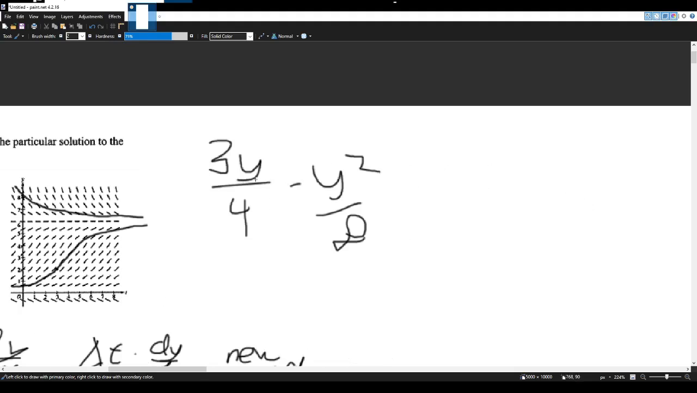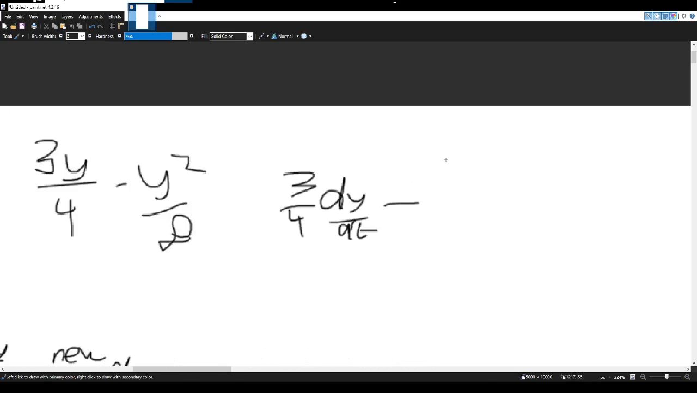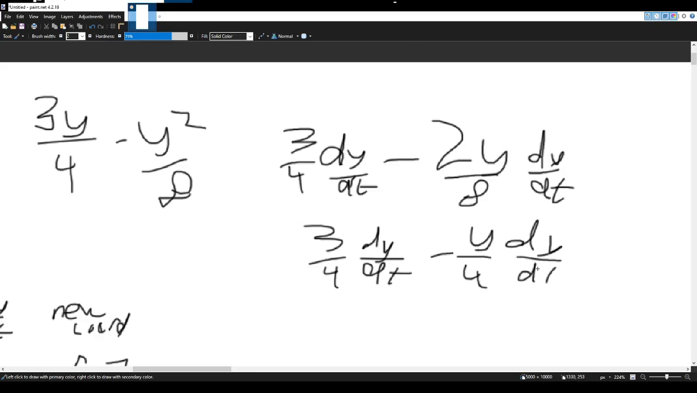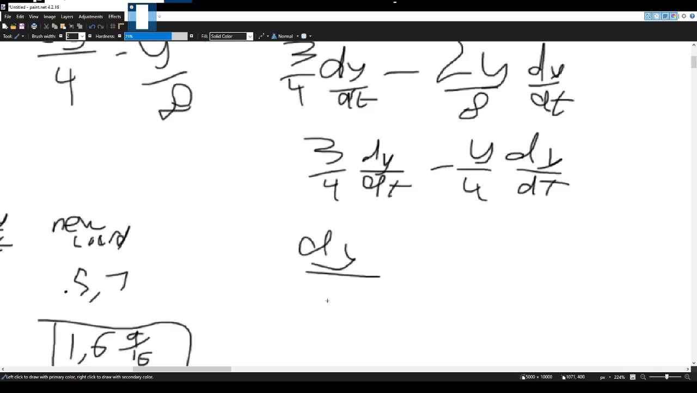So the derivative of 3/4 y is not 3/4, it's 3/4 times dy/dt. And a similar kind of idea with the other term, it's chain rule, so that'd be 2y over 8 times dy/dt. And of course, this simplifies to 3/4 dy/dt minus y over 4 dy/dt. So I'm going to factor out the dy/dt now, just to make it look nicer. And then 3/4 minus y over 4.